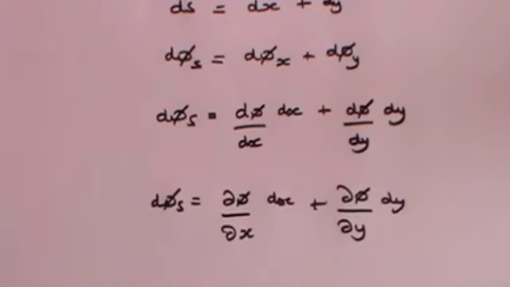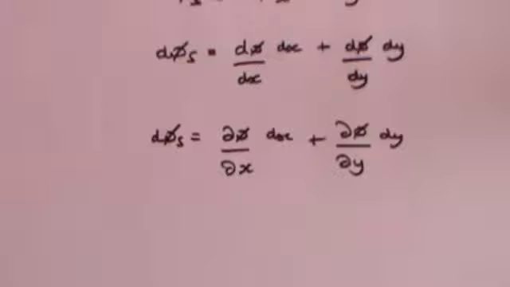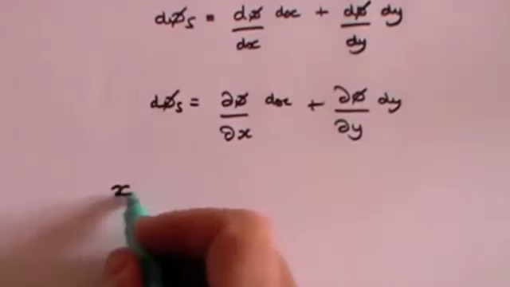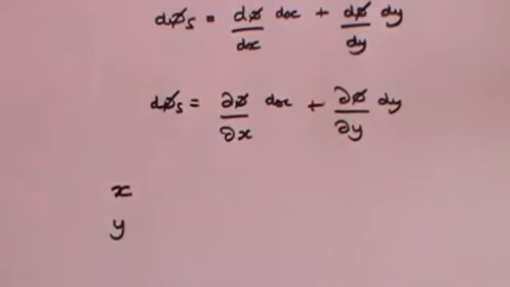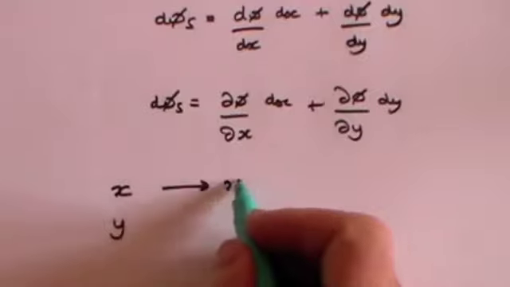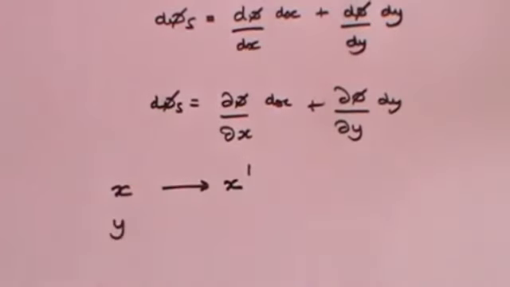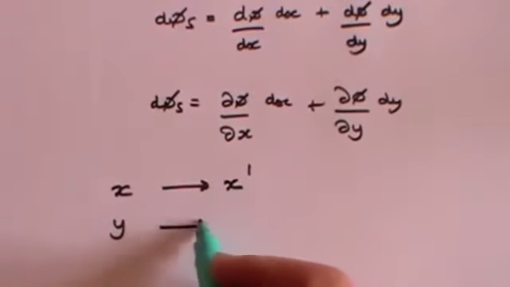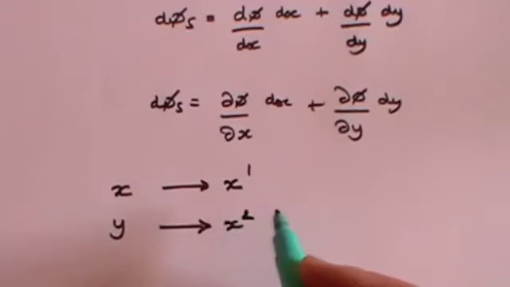Now I want to pause for a while while I do a nomenclature change, and I promise you it won't hurt. Up to now I have been using the coordinates x and y. I am now going to change them. Wherever I have used x before, I'm going to call that x1. And wherever I have used y before, I'm going to call that x2.